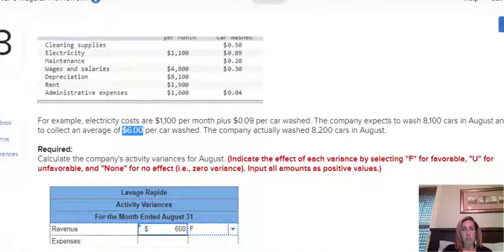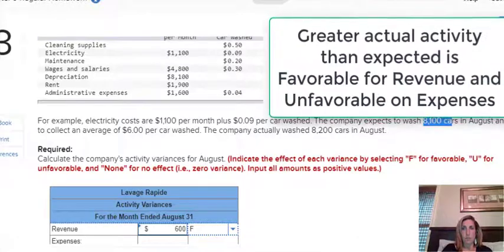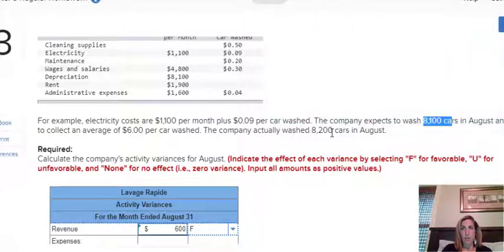The next part of the activity variance analyzes the expenses or the cost. When you have more cars to wash, you will generate more cost. So all of those variances will be unfavorable unless they are dealing with just a fixed cost. Then it would be unchanged and neither favorable nor unfavorable. But when the activity increases, the activity variances on the expenses are all unfavorable because you would be generating more actual cost than what you planned.